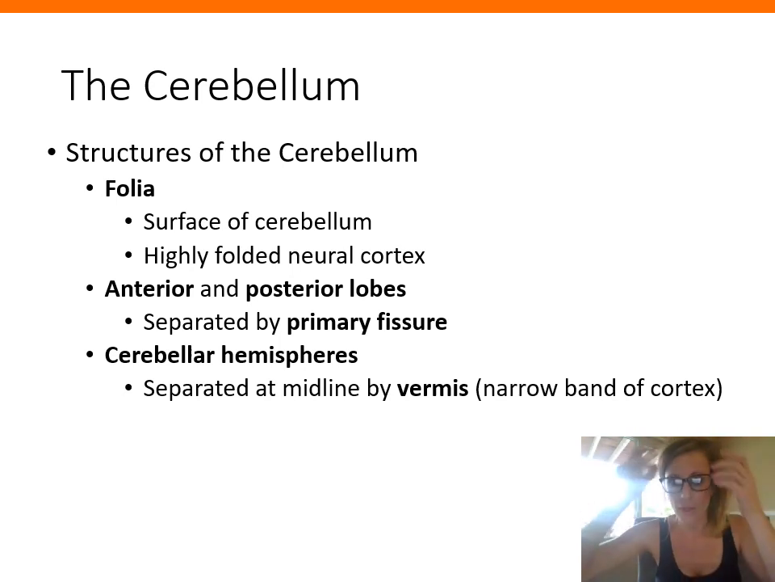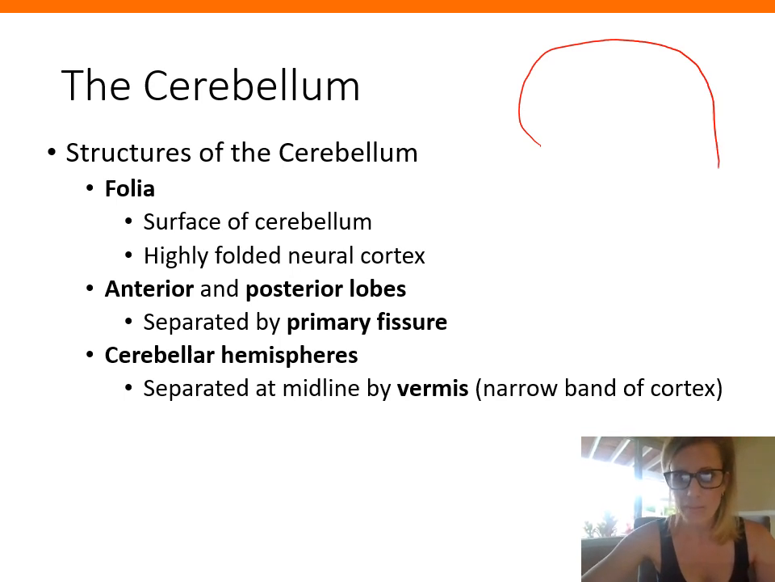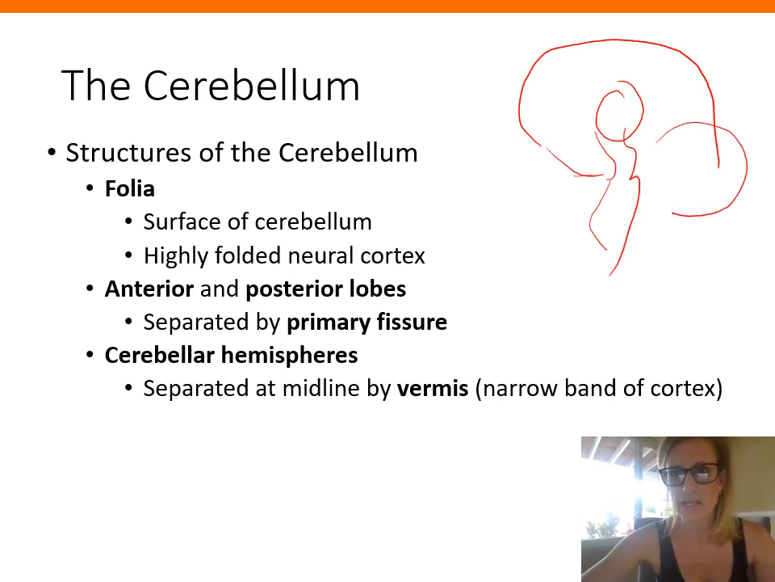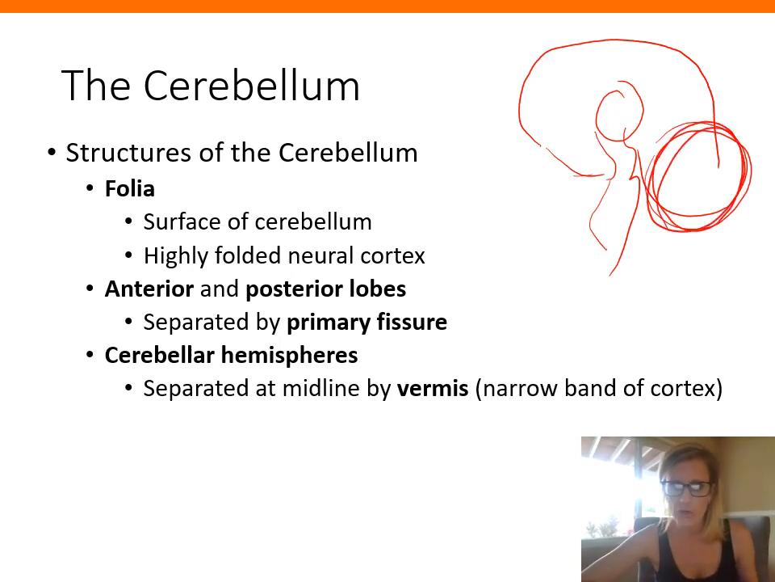the cerebellum. The cerebellum, remember, is the little region at the back of the brain. So we have this large cerebrum on the top. In the center of the brain is the diencephalon, and then the brainstem, and then the cerebellum is this area at the back and bottom of the brain right here.